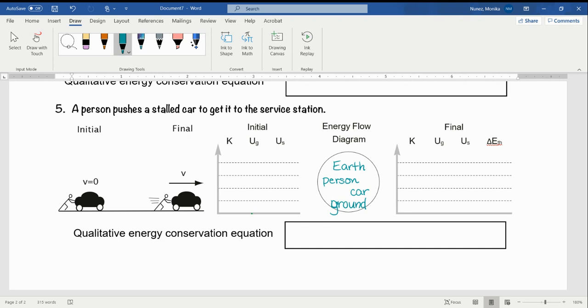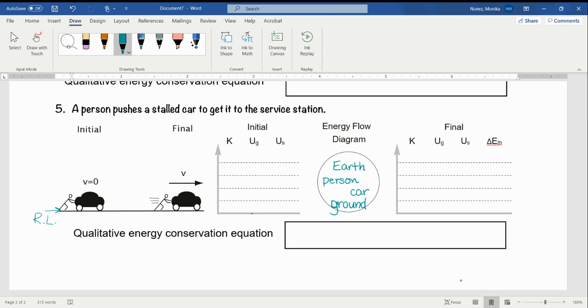In my initial scenario, there is no kinetic energy. Oh, and I forgot. I need the reference level. So I want to make sure I define a reference level. And in this case, I'm going to say the reference level is the ground, just as we've been doing in the past. I have no initial kinetic energy. My initial velocity is 0. I have no initial gravitational potential energy because I'm at my reference level. And there's no springs involved here. So I have no initial elastic potential energy. That means my initial bar chart, my initial L, is completely empty.